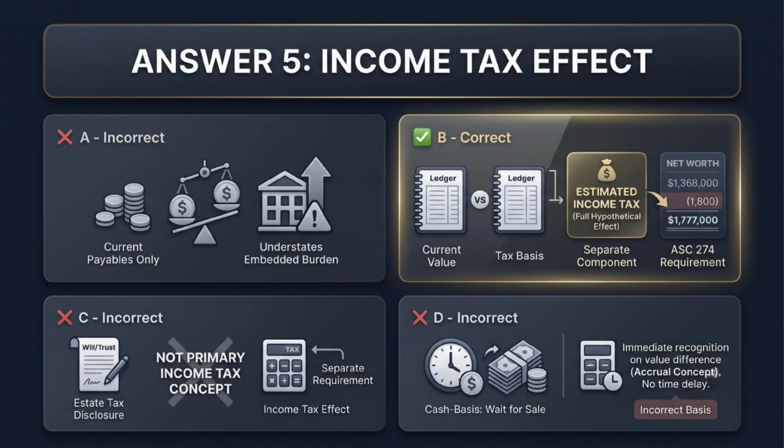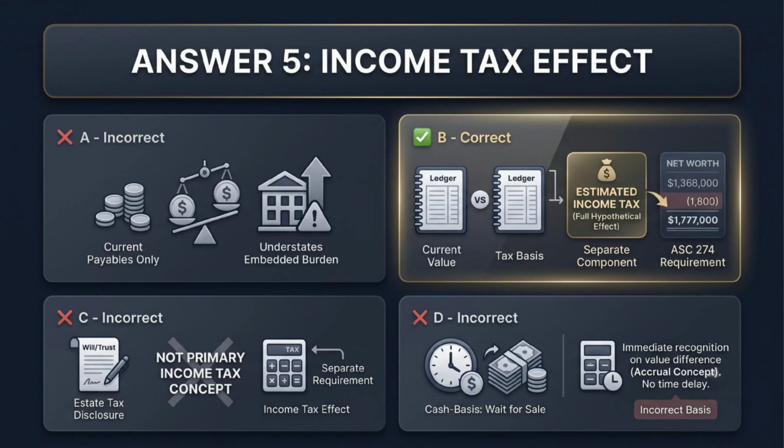ASC 274 requires an estimated income tax effect based on differences between estimated current values or amounts and their tax basis. Option A is too narrow because it only captures taxes already payable. Option C is wrong because estate tax is not the core income tax effect being tested here. Option D is wrong because ASC 274 recognizes the estimated tax effect even without an actual sale, so net worth is not overstated.